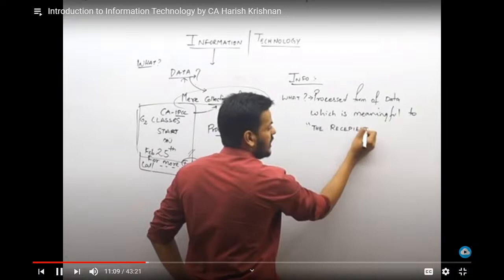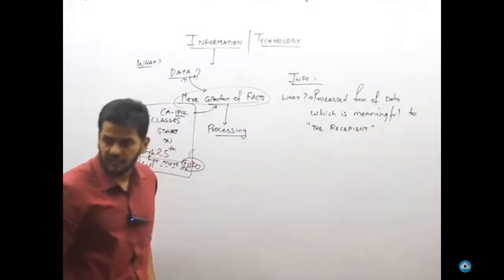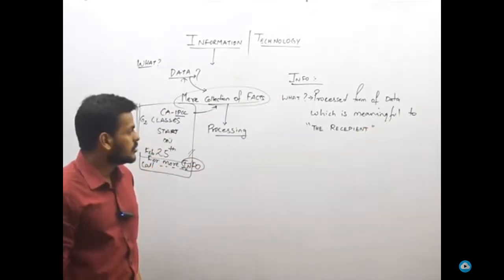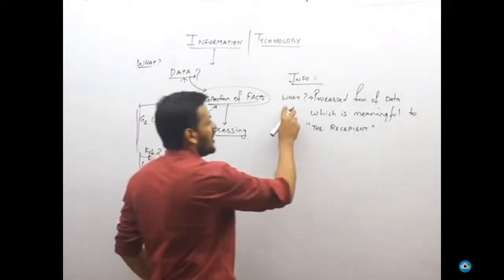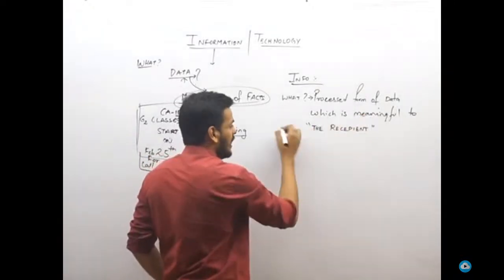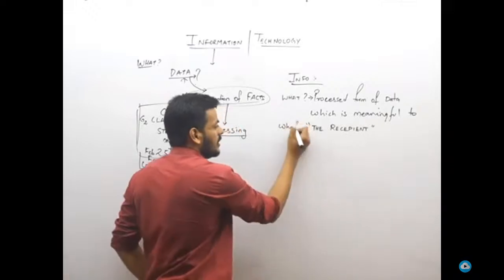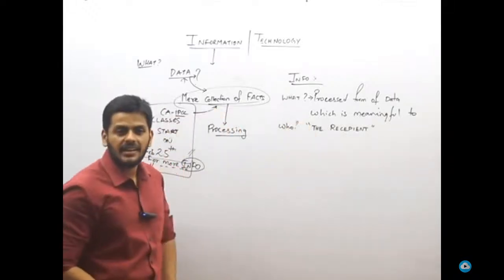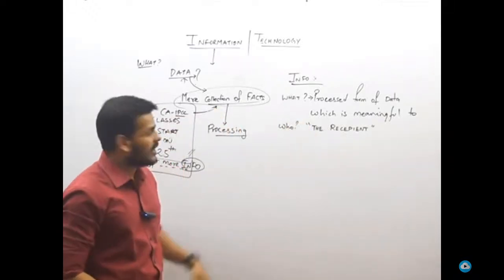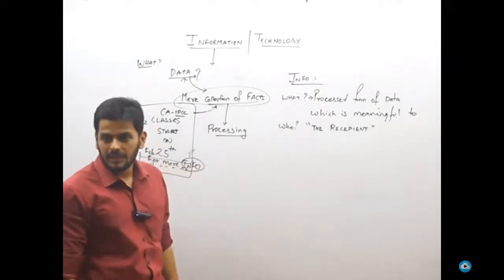Which is meaningful to the recipient. So this word is the most important one in the definition. Chalo, that is a very simple point. What is information? Processed form of data. To whom is it important? To the recipient. But that's not it. What is more important is how it matters to somebody.